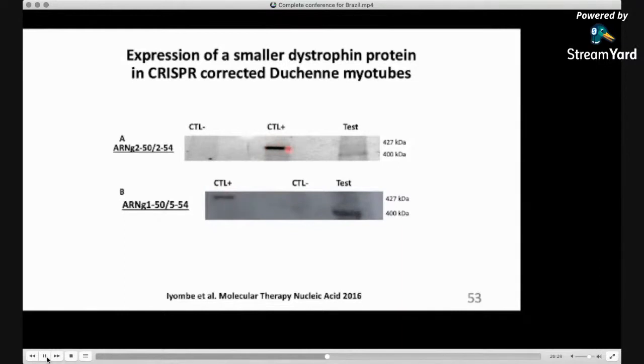When we use the myoblasts of the Duchenne patient and we induce the formation of the hybrid exon 50-54, we have expression of the dystrophin protein in culture. And as you can see, this dystrophin protein has a lower molecular weight than the normal dystrophin because there is a deletion of exons 51 to 53 and an additional deletion of part of exon 50 and part of exon 54. Thus, there is a part of the dystrophin protein which is absent, and this is why the protein is smaller, but it is nevertheless expressed.